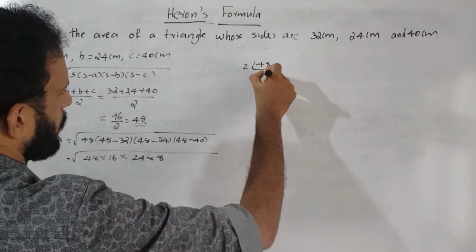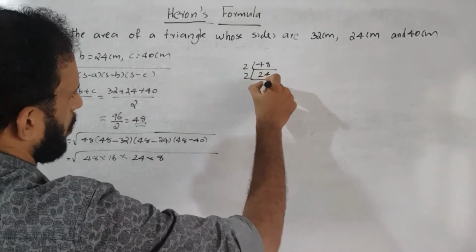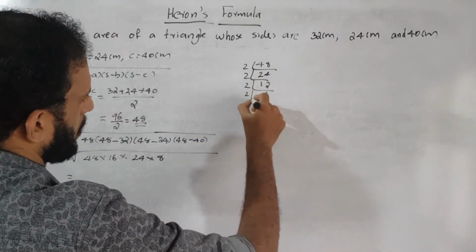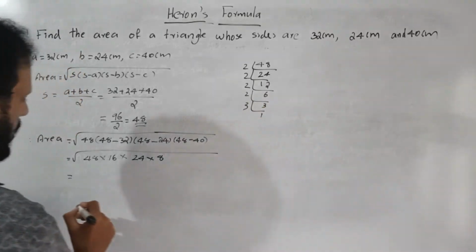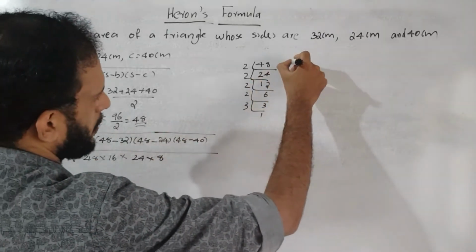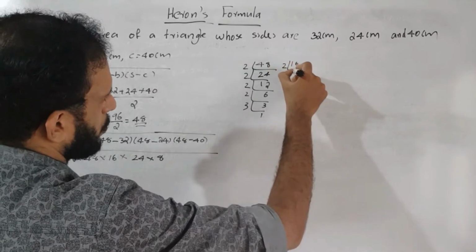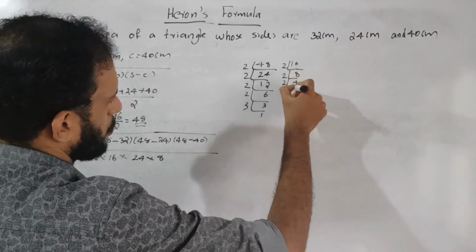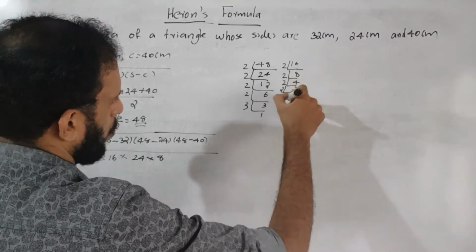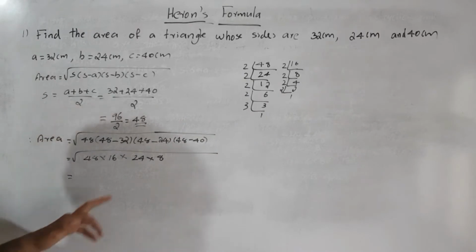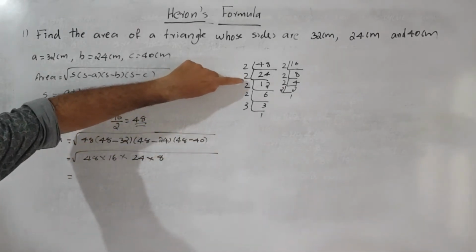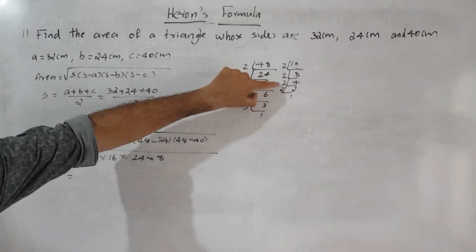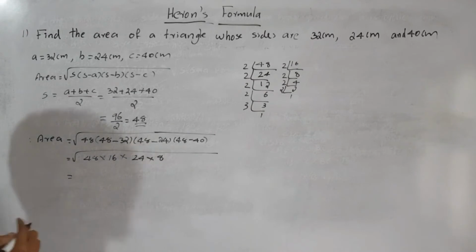48 is 24, then 12, again to 6, again to 3, 3, 1. Okay, and 16, how do we get 16? 2, 8, 2, 4, 2, 2, 2, 1. Okay, then 24 we already factorized here, correct? 2 into 2 into 2 into 3, and 8 is, yes, 2 into 2 into 2. So we substitute the values here.